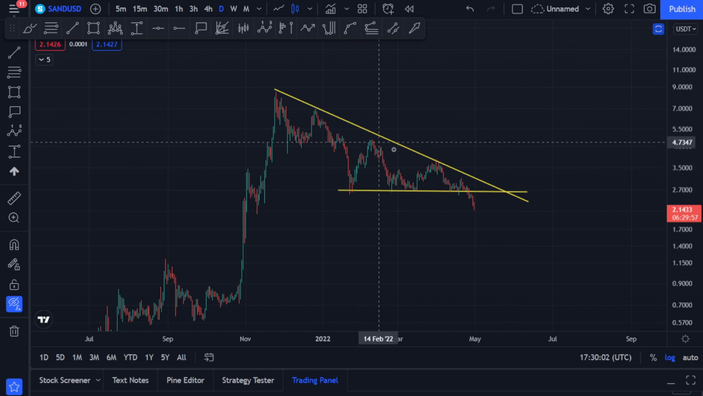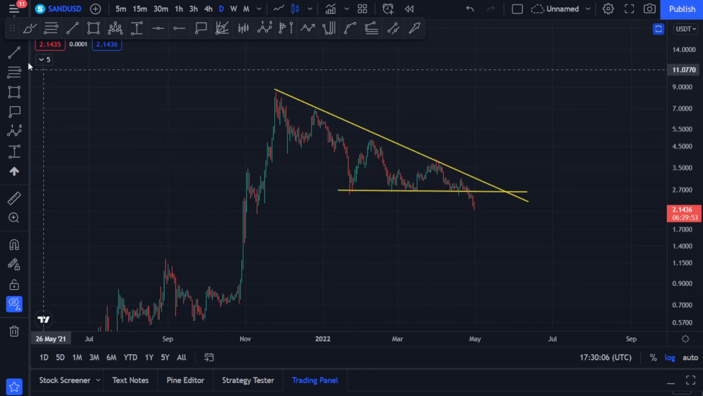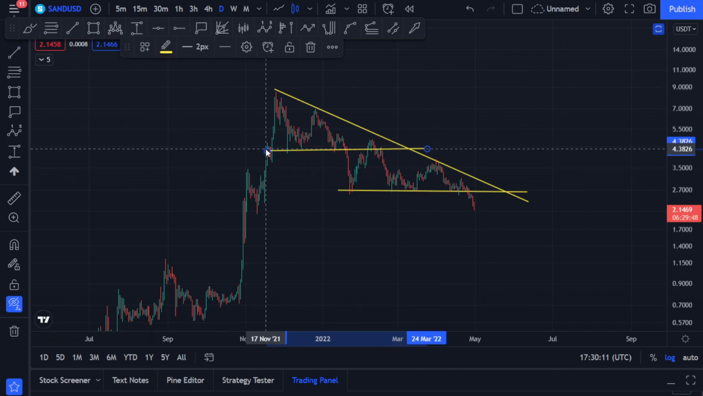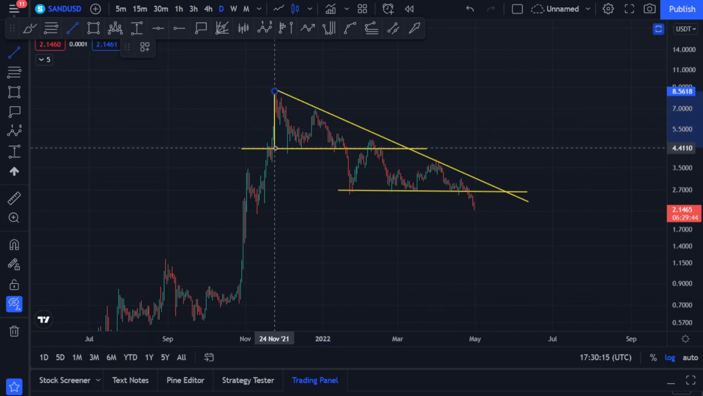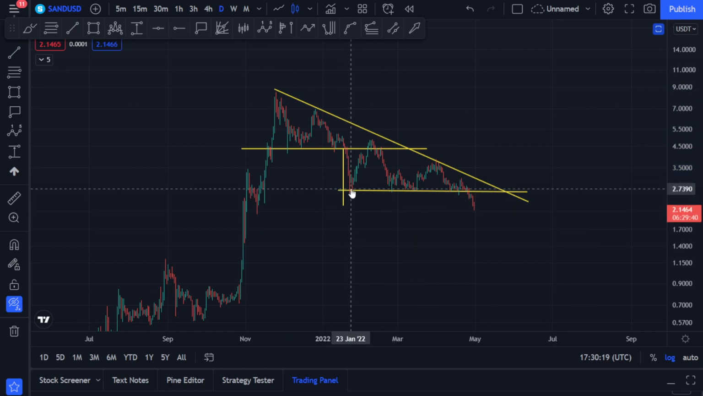This is the support, making a lower high formation, and then this is the support, exactly like over here. I've been telling you this, that this was a bearish descending triangle as well. We had this go towards the downside, and then that was the target. It came and held support over here because of this price action.